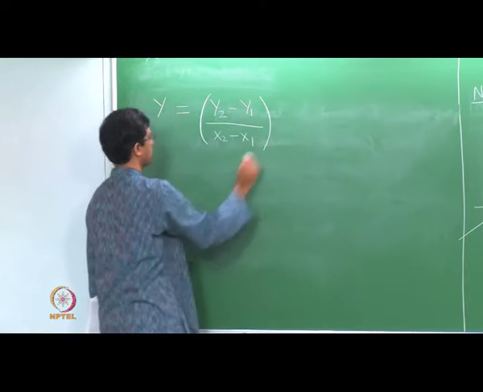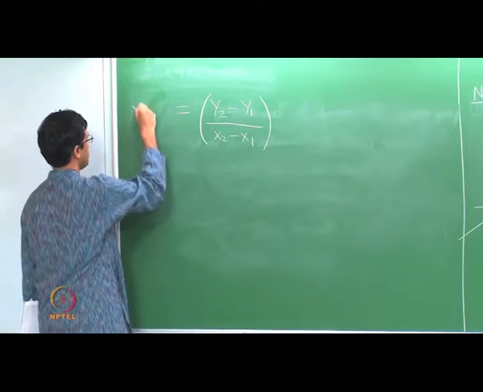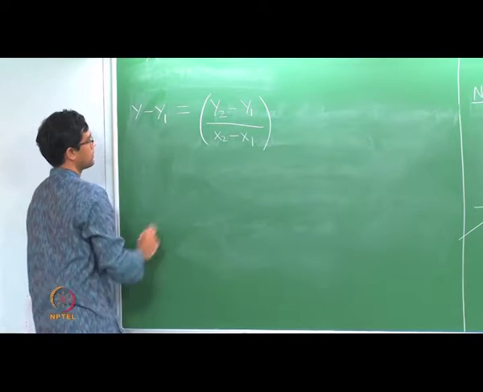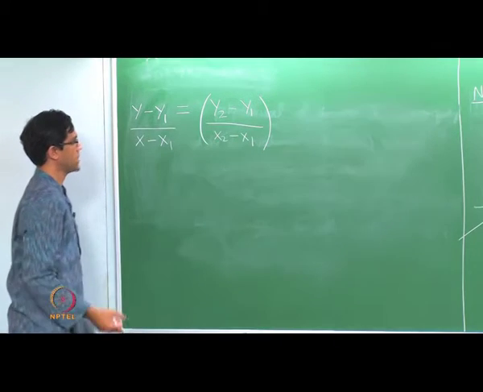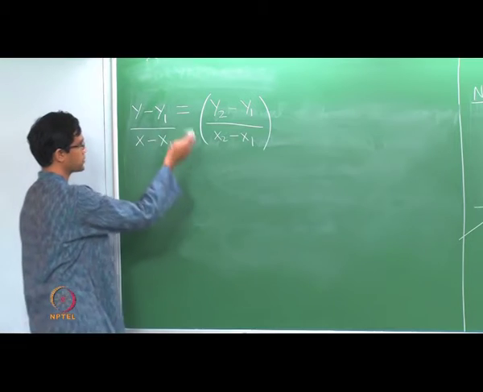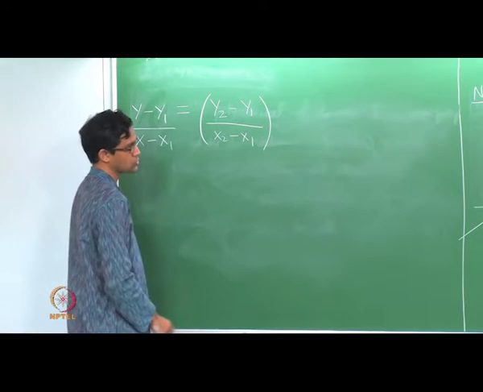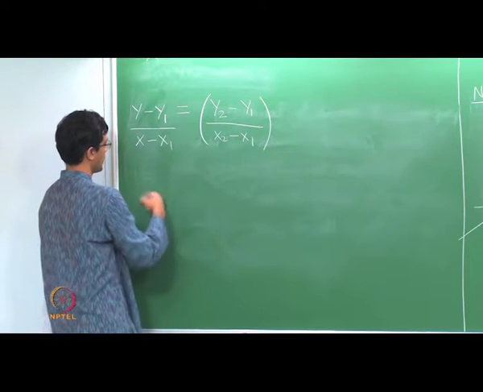So that's the slope, and so let's write it in slope form. It says (y minus y1) by (x minus x1) is the same as (y2 minus y1) divided by (x2 minus x1). So this is the equation of the straight line which passes through those 2 points. So let's just simplify this a little bit.